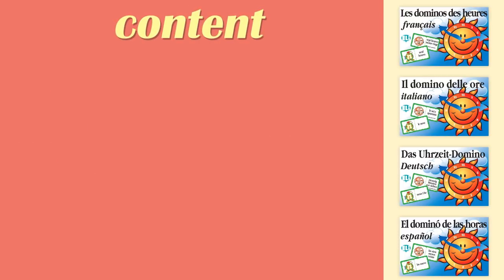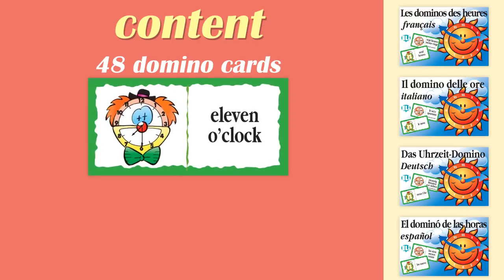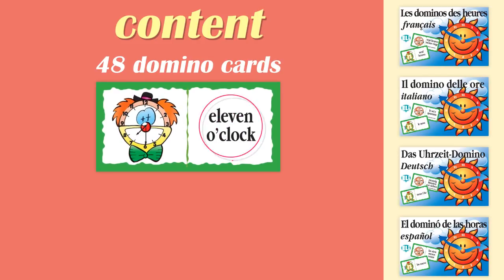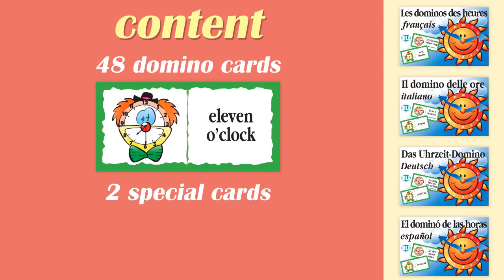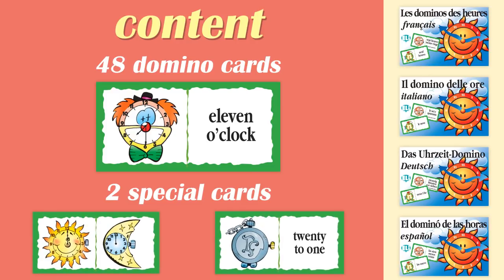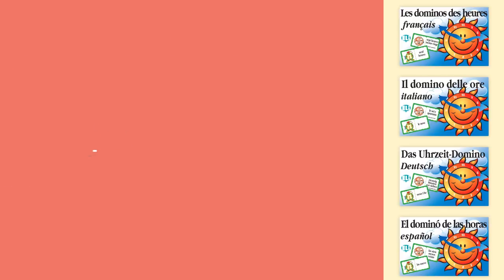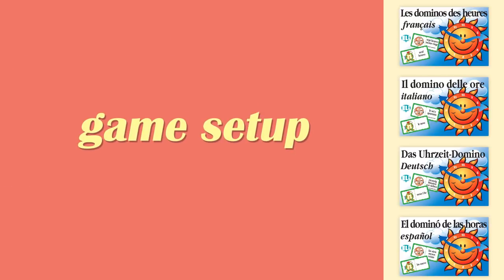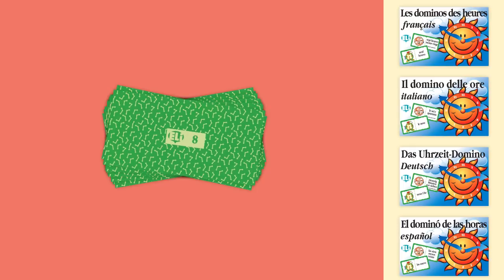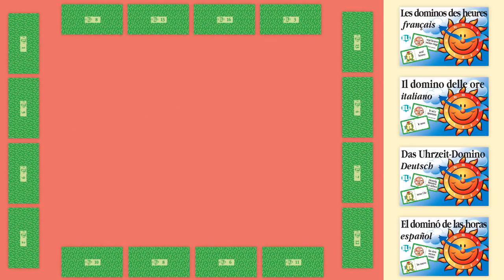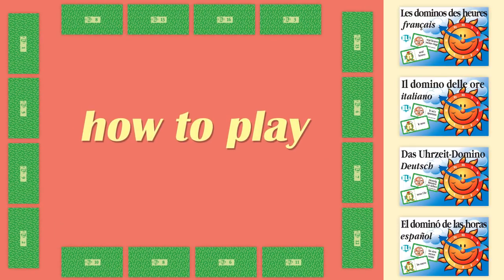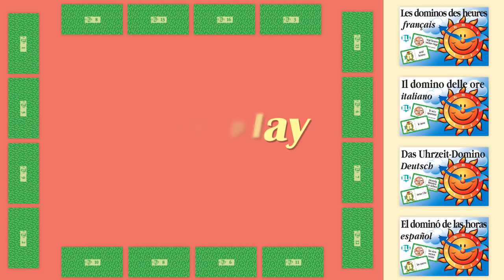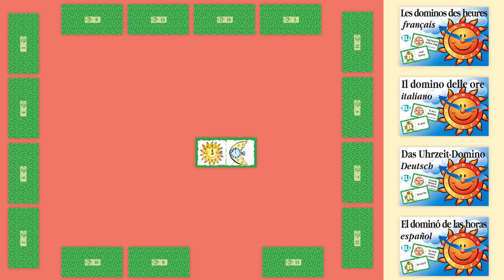The box contains 48 domino cards, each showing a clock face and a written time. There are 2 special cards to start the game and close the domino sequence. Shuffle the cards and deal them out to the players. The player with the midday or midnight starting cards starts the game, placing it on the table.